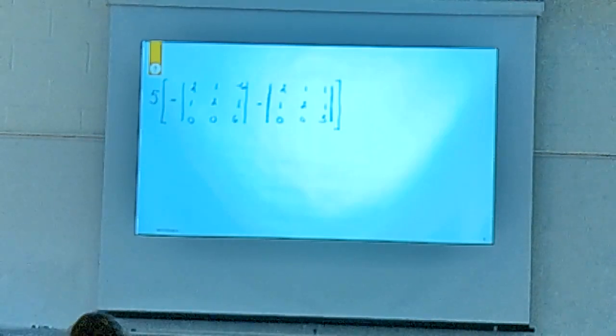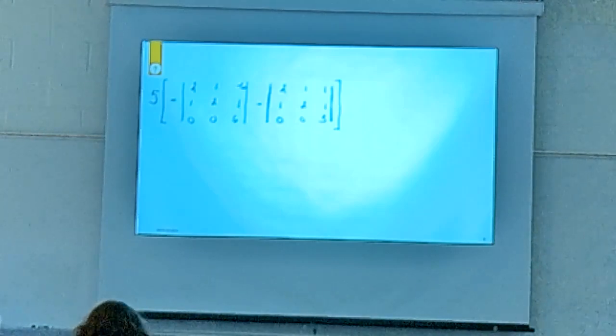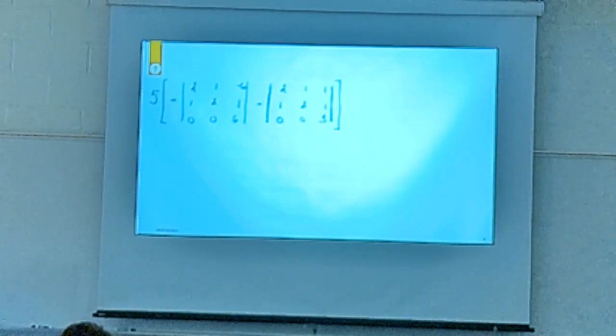For each of those 3x3s, we could do cofactor expansion again. It wouldn't be that bad, because of those two 0 entries, it's not terrible. Either method's going to be pretty fine. I'm not doing cofactor expansion.